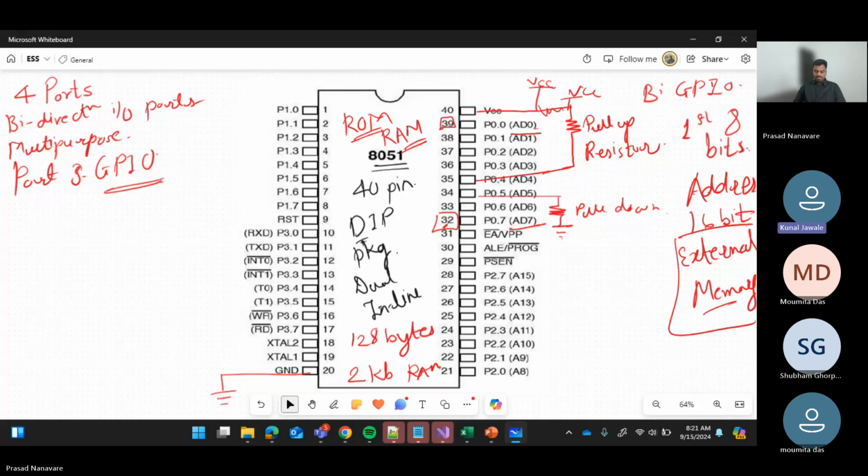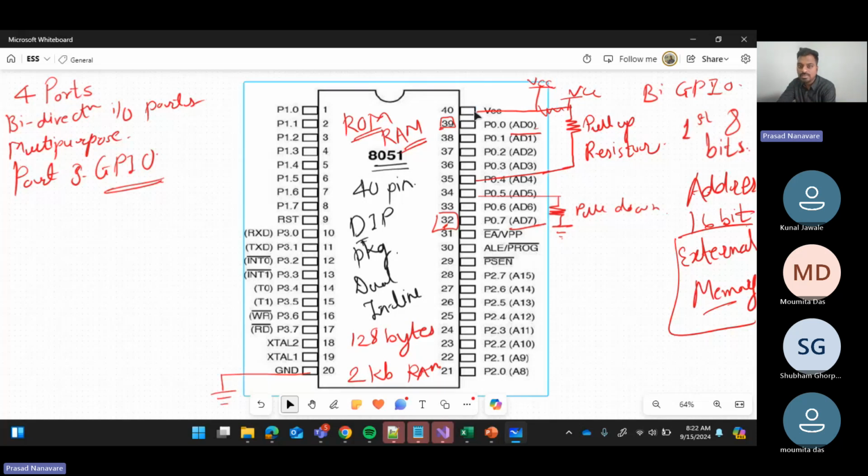VCC, pull-up register. Wait, VCC is connected. Okay, VCC is what? Supply voltage for our controller to start working. Okay, pull up register connected नहीं है 40 नंबर के पिन को. Okay, this is just VCC का पिन.